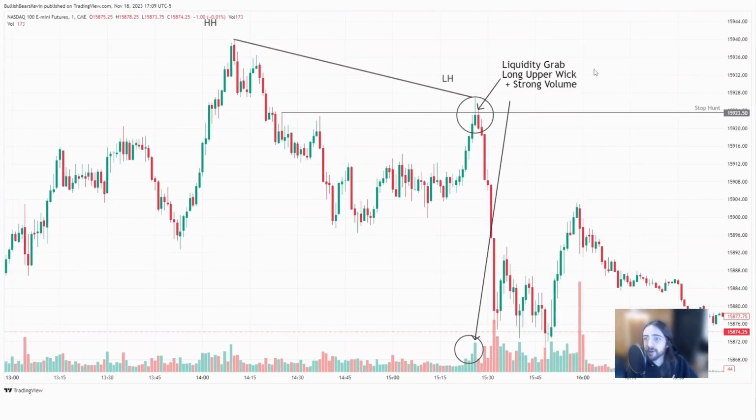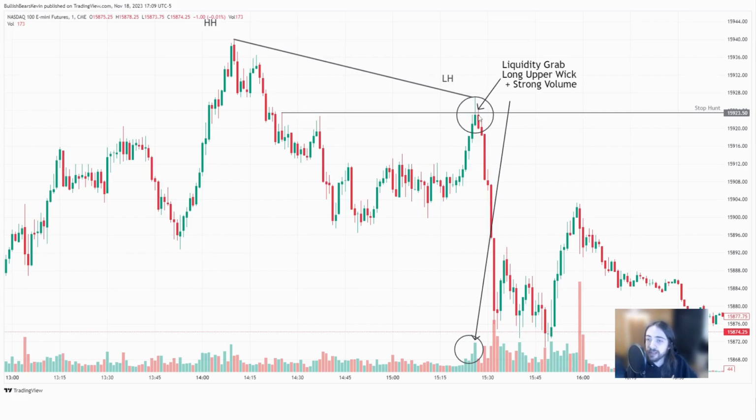So again, stop hunts are important. We have a liquidity grab candle right here. This is on the 1 minute, and we have a long upper wick. That's what forms the liquidity grab, right? And it failed to close above it. That's another nice confirmation, plus strong volume. Again, the volume increased because a lot of people were stopping out of this because of how strong the move was. Candle closed like this.